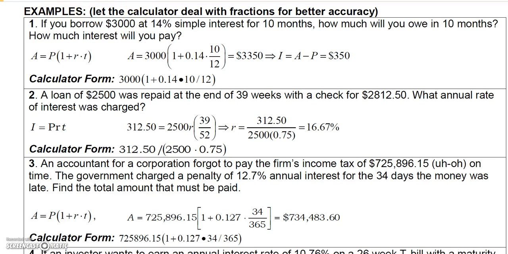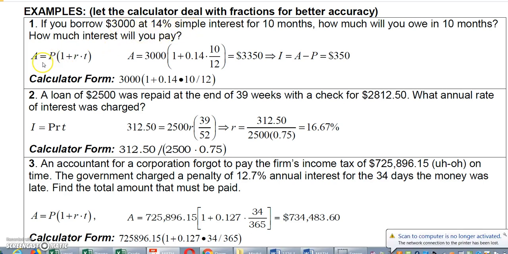In this video, we're just going to go over a few problems for simple interest. The first one says, if you borrow $3,000 at 14% simple interest for 10 months, how much will you owe in 10 months and how much interest will you pay? This is just a straightforward simple interest problem where you're going to solve for amount. And remember, the amount formula is A equals P times 1 plus RT.